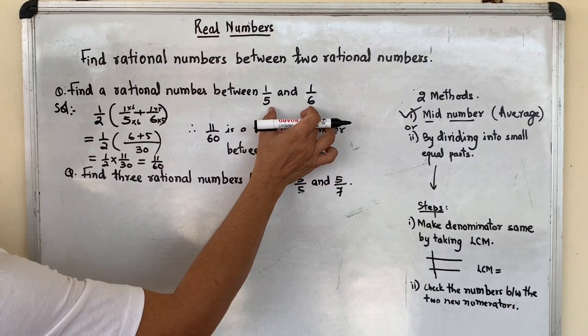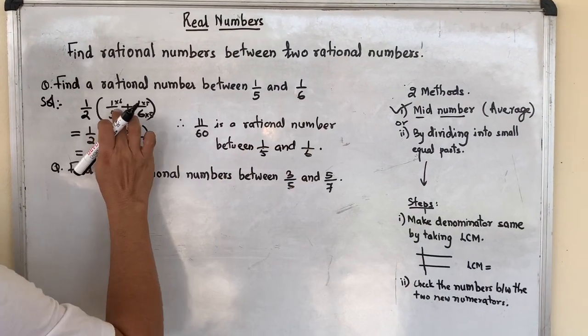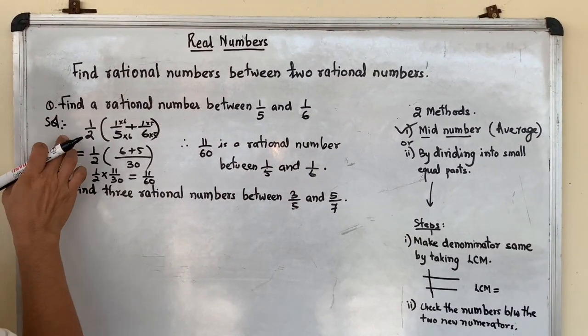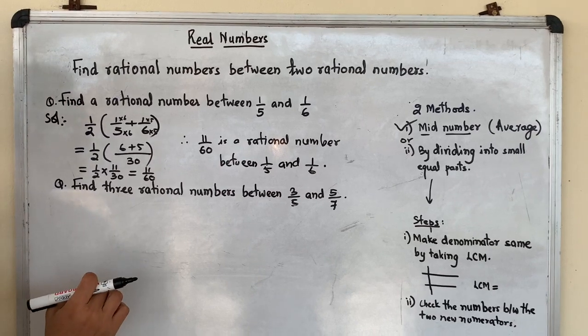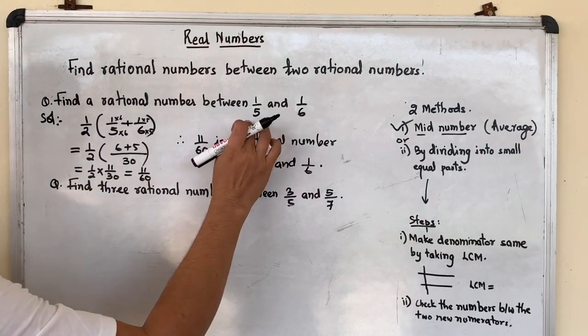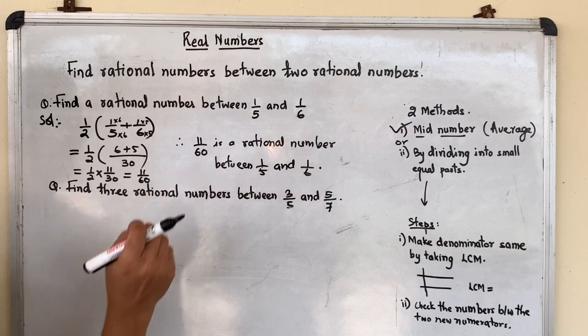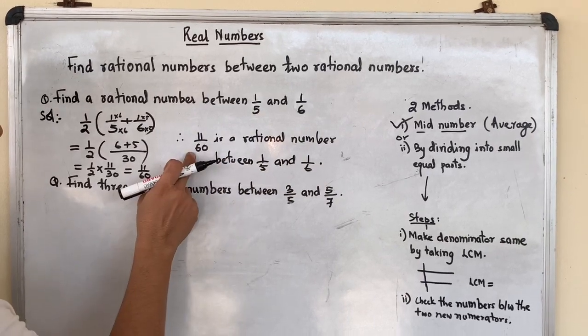So the average is the sum divided by 2, which is the same as 1 by 2 multiplied by the sum. So half the sum of these two is called the average of these two numbers.